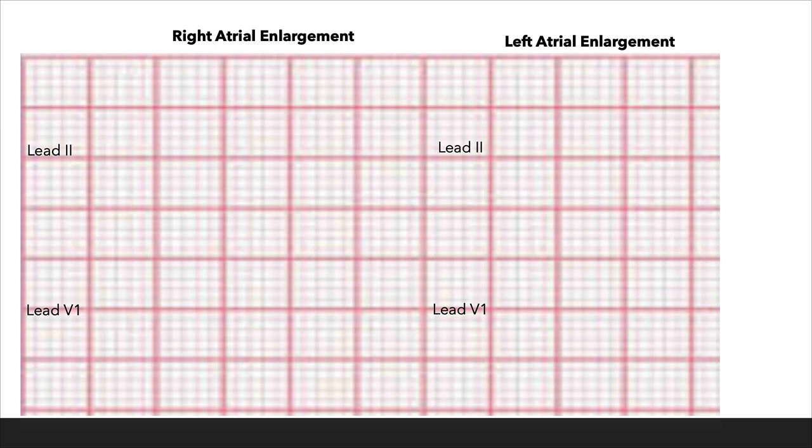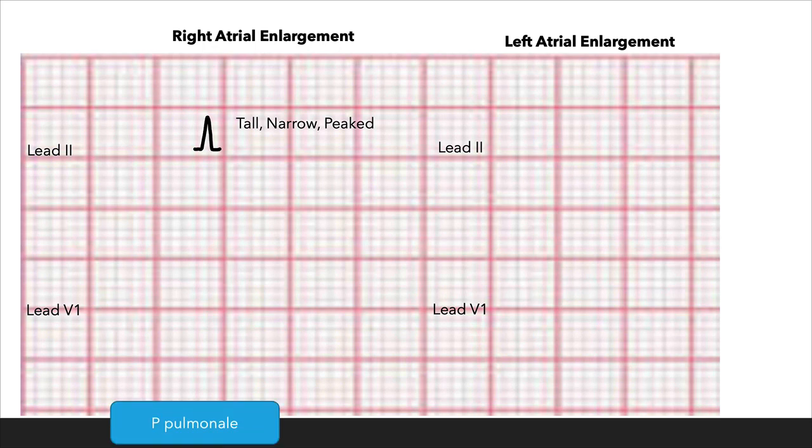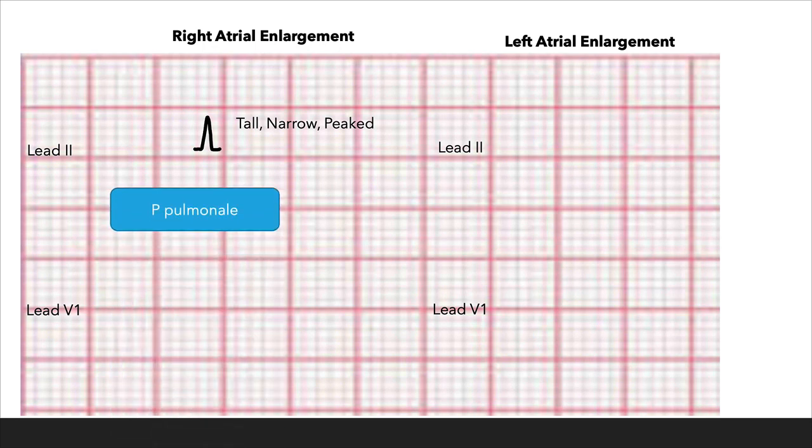Now, as I said, you can have certain specific morphological patterns which might give you an idea that it might be right atrial enlargement or left atrial enlargement. So here we are going to focus on lead 2. In right atrial enlargement, you can have tall, narrow peaked P waves in lead 2. And this term is sometimes called P pulmonale.